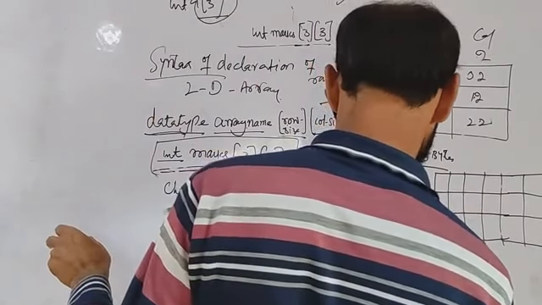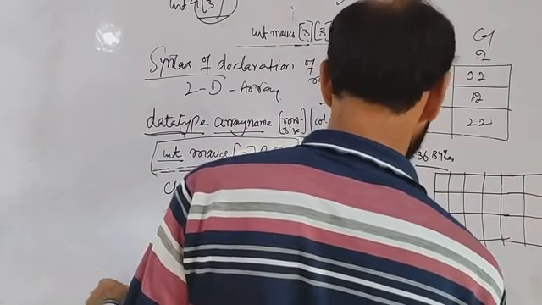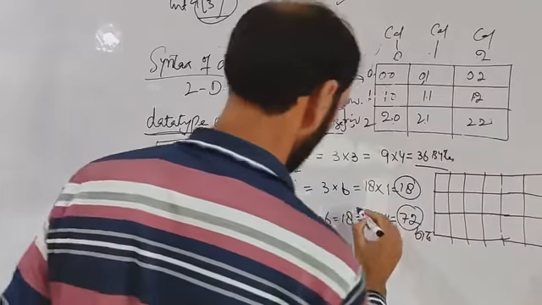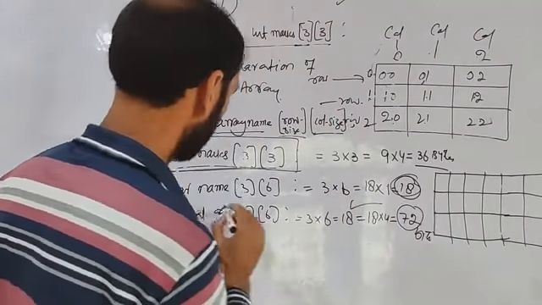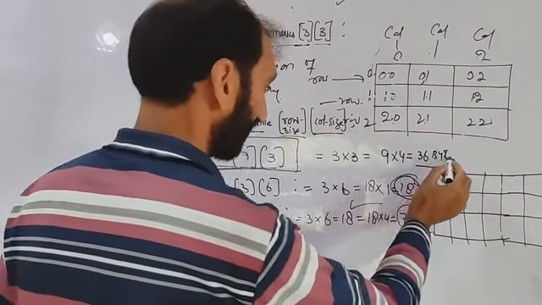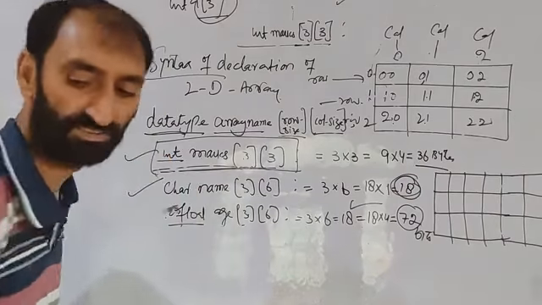72 bytes of memory will be allocated for this float array, and 18 bytes of memory will be allocated for this declaration, and 36 bytes of memory will be allocated for this declaration.